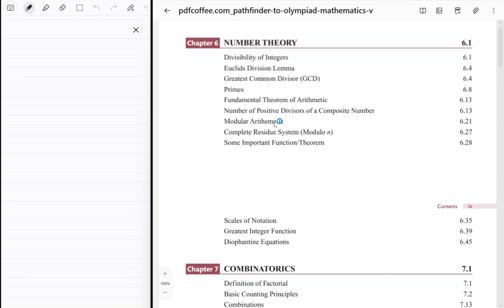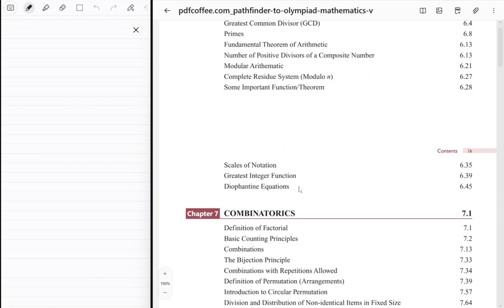Right. Hey, what's in number theory? I want to see that. Divisibility of integers, Euclid's division lemma, greatest common divisor, primes, fundamental theorem of arithmetic, modular arithmetic. Well, I guess this is going to be a big section. So, yeah, 21 to 27. That is a big section. Number of positive divisors of a composite number. I mean, that's actually just a formula. What's the big deal about it? Complete residue theorem. Okay, interesting. Some important function or theorem. And okay, scales of notation, Gauss function, Diophantine equations. So yeah, a lot of this I do know. Cool.